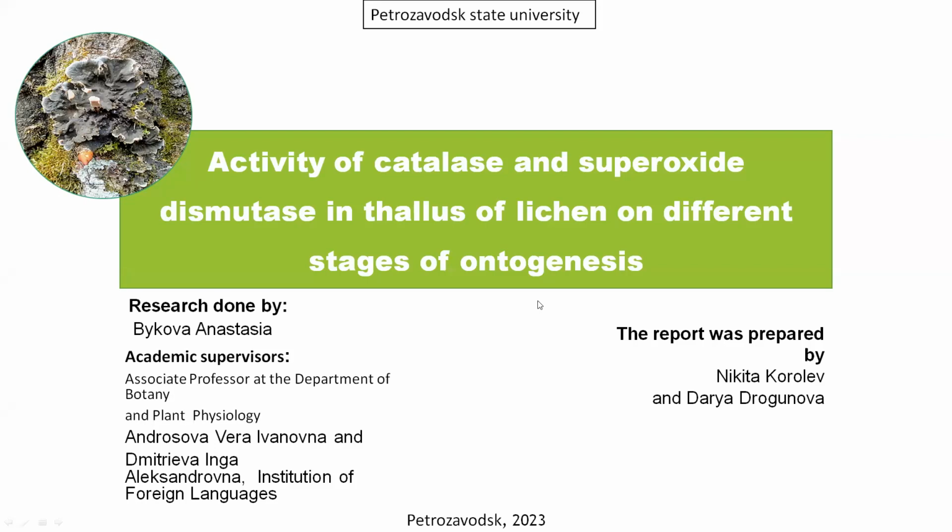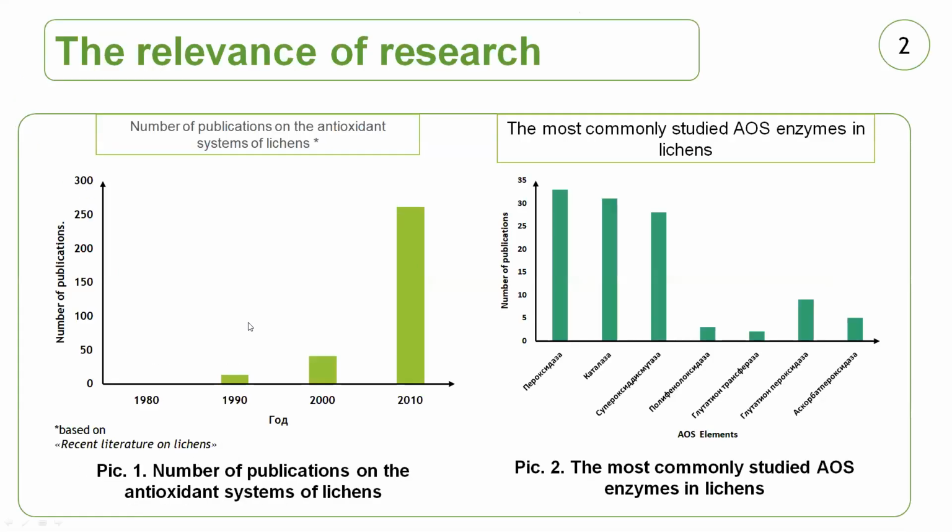Enzyme activity in phallus of some lichen species. Lichens are known for their resistance to extreme living conditions, largely due to their biochemical diversity, which has been actively studied in recent times, including their antioxidant systems.